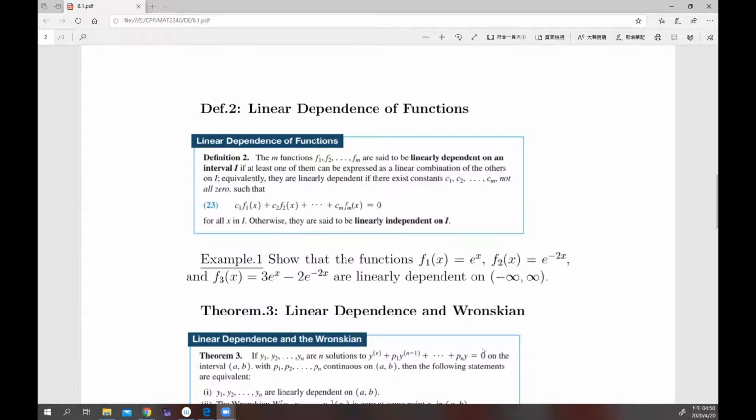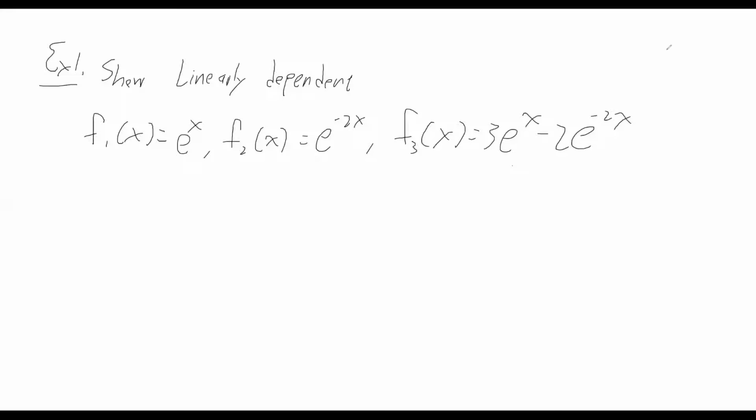So let's take a few minutes and try to review what we're talking about here in terms of linearly independent and linearly dependent. Okay, so example 1, we have 3 functions: e to the x, e to the negative 2x, and the third function is 3e to the x minus 2e to the negative 2x. And we want to show that these 3 functions are linearly dependent on all real numbers.